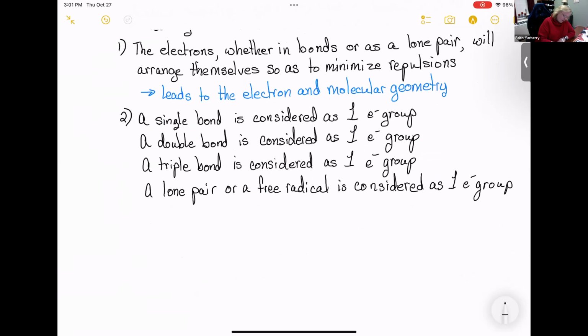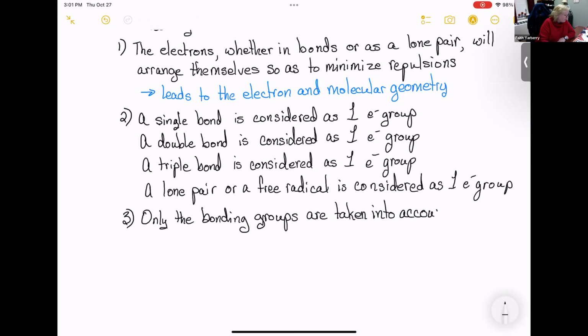Now, the third thing, that was the third key point, was that only the bonding groups are taken into account when describing the molecular geometry.